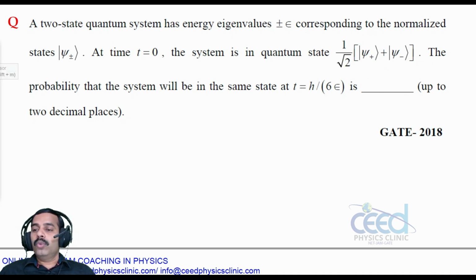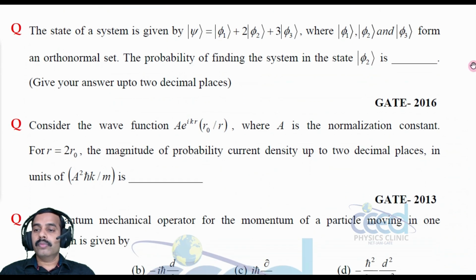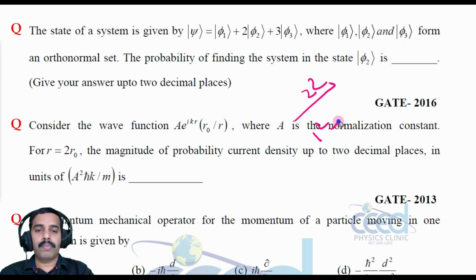Now let us come to another question. The question is, the state of a system is given by psi equal to psi 1 plus 2 psi 2 plus 3 psi 3. Psi 1, psi 2, psi 3 form an orthonormal set. The probability of finding the system in the state psi 2 is, that is very simple, right? Its coefficient square divided by the whole probability, that is 1 square plus 2 square.